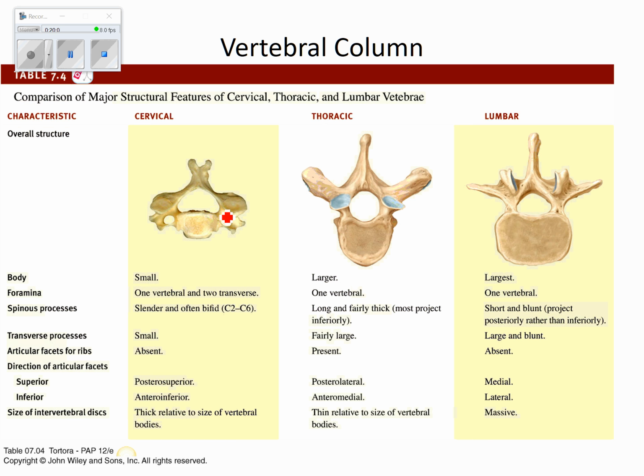So the smallest one will be cervical, then larger would be the thoracic, and then the largest would be the lumbar. So with the foramina, you have one vertebral and two transverse in the cervical. You have one vertebral in thoracic and one in the lumbar. You can read through these, but it shows you if things are absent or present in each. But I give you a separate chart with that same information on it.